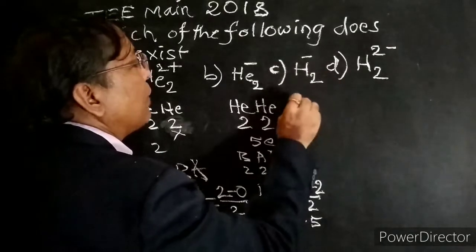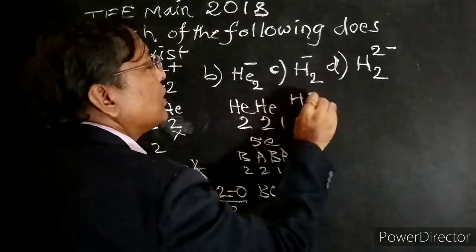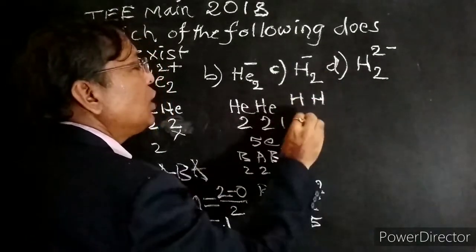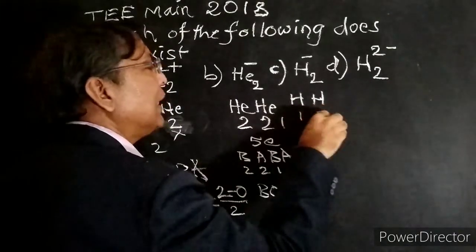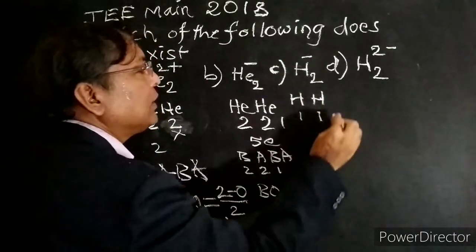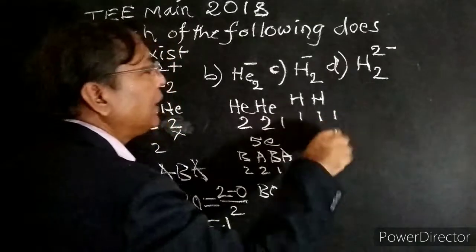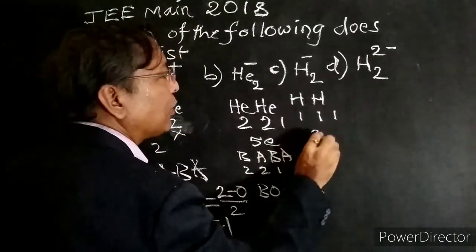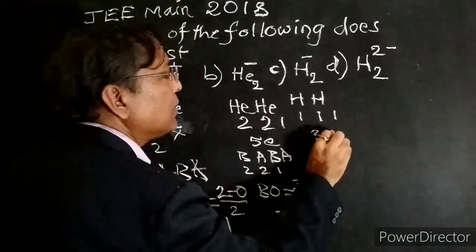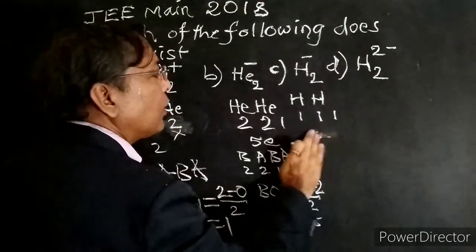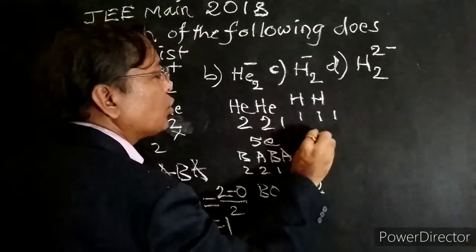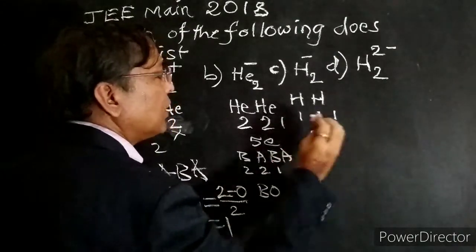Now H2 minus. H2 minus is made up of 2 hydrogen atoms. Each hydrogen atom has 1 electron and 1 minus charge is there. Therefore, it has gained 1 electron. Therefore, the total number of electrons in H2 minus is 3 electrons.